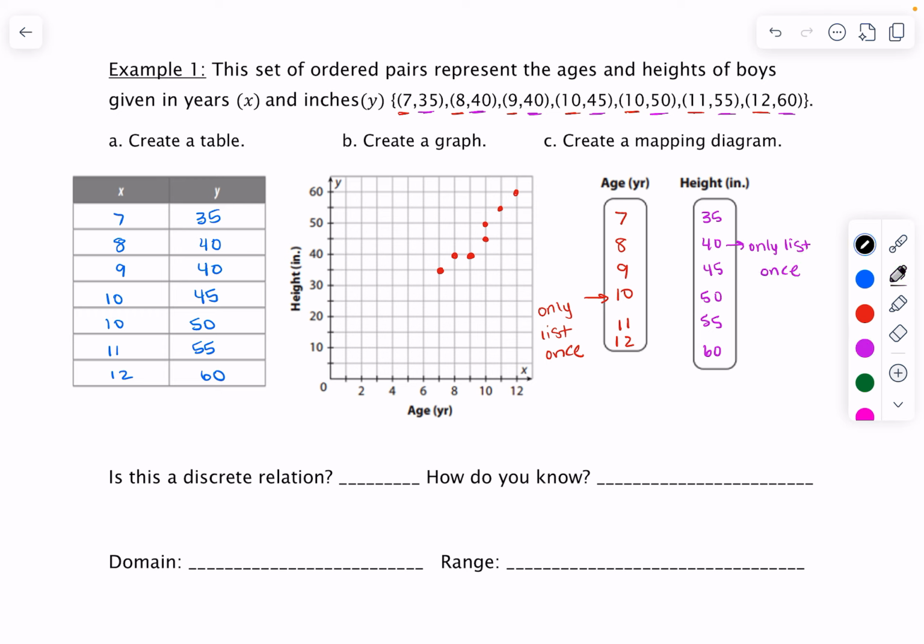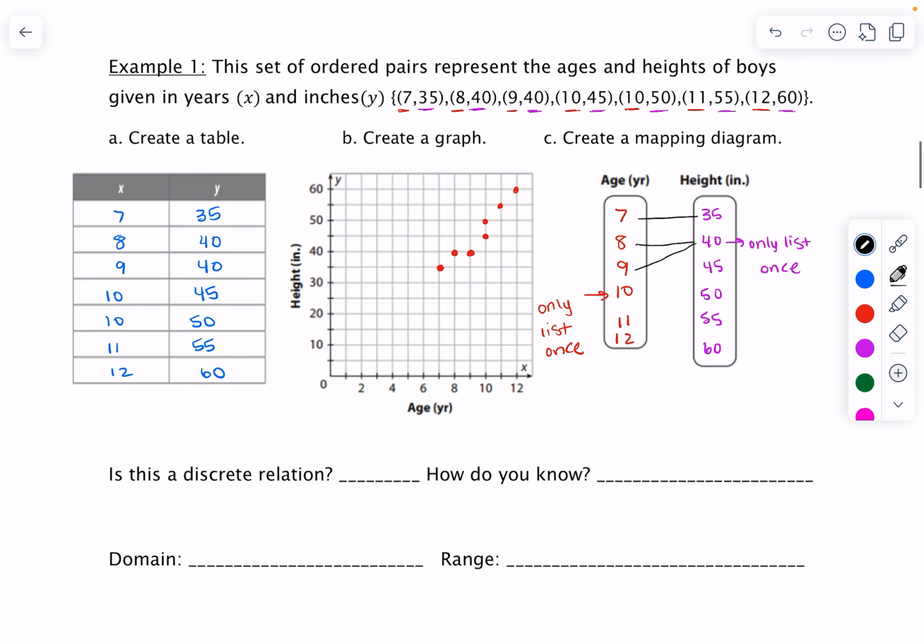And now I'm going to connect them. That's the key with a mapping diagram. Connect the x to the y. So 7 goes to 35. I don't need to draw a little arrow. 8 goes to 40. 9 also goes to 40, so that line's going to go to 40 twice. 10 to 45, 10 to 50, 11 to 55, and 12 to 60. That's a mapping diagram. You list your x's, list your y's, and connect them. Least to greatest. Always least to greatest.